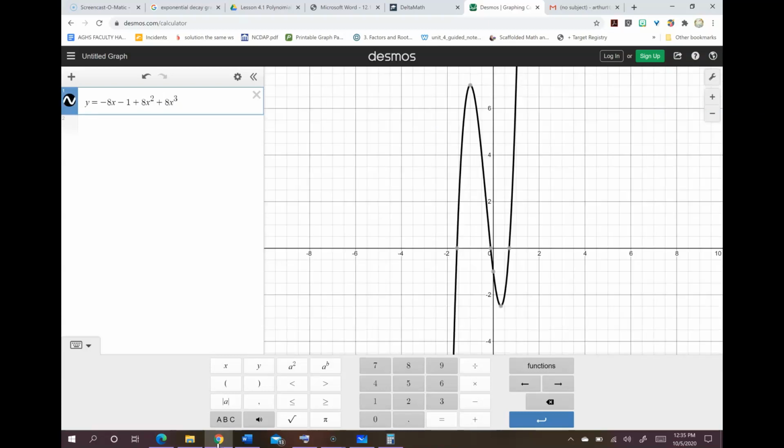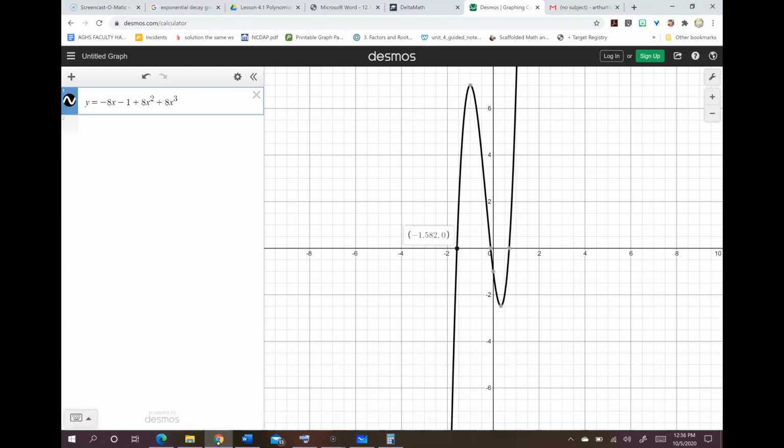I'm kind of zoomed out. Let's go back home. So this is a polynomial graph, and I want to know the x and y intercepts. Your x-intercepts are where it crosses the x-axis, the horizontal line, which is right here. Those are my x-intercepts. My y-intercept is where it crosses the y-axis. So those are my x and y intercepts.